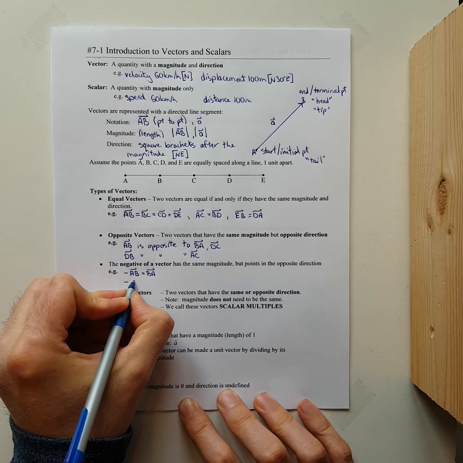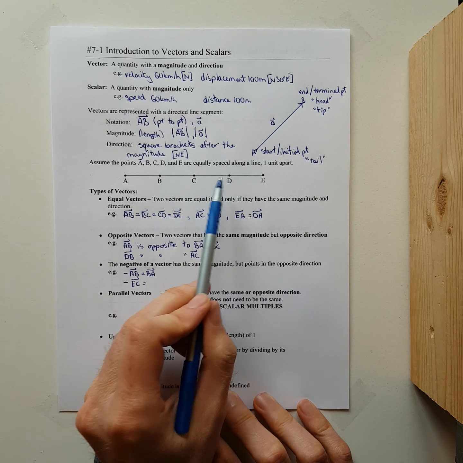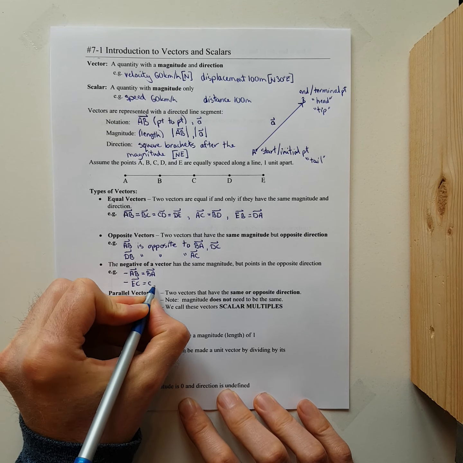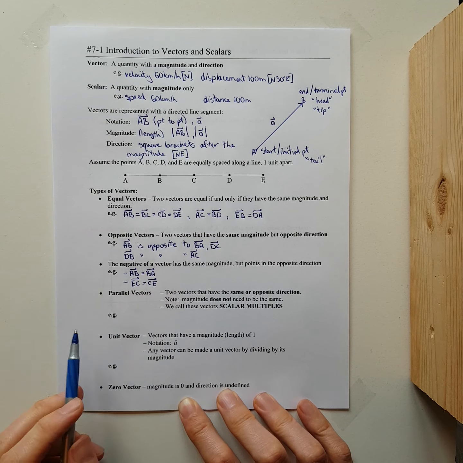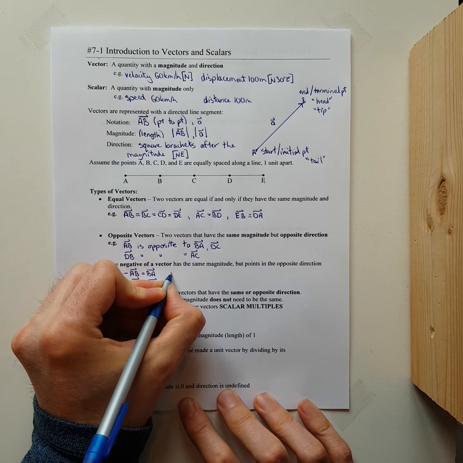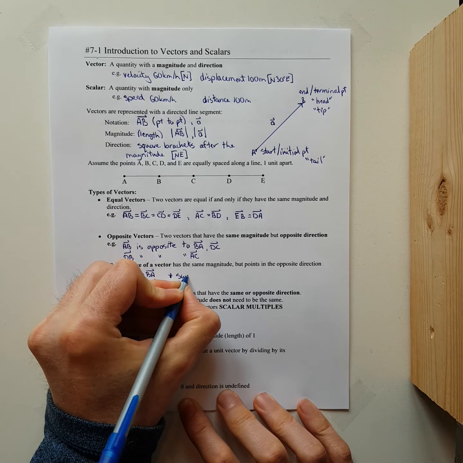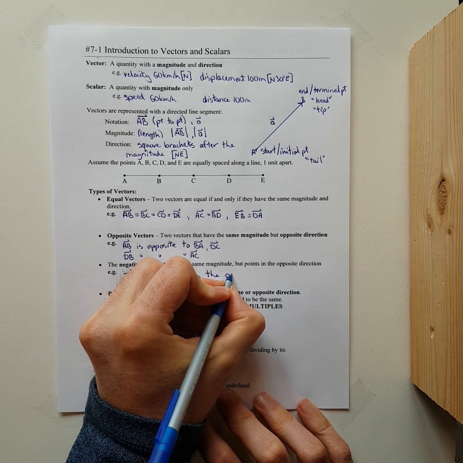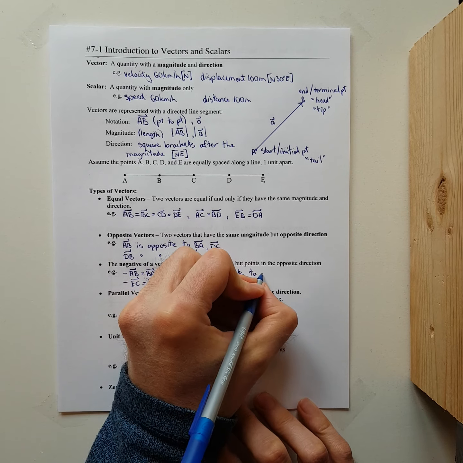If I said the negative of EC, E to C is 2 units long, pointing to the left, so the negative of this must be then 2 units long and pointing to the right. So for instance, CE would be then equivalent to the negative of EC. And what we should see here is that when we have the negative of a vector, all we have to do is just switch the points to make that vector positive.